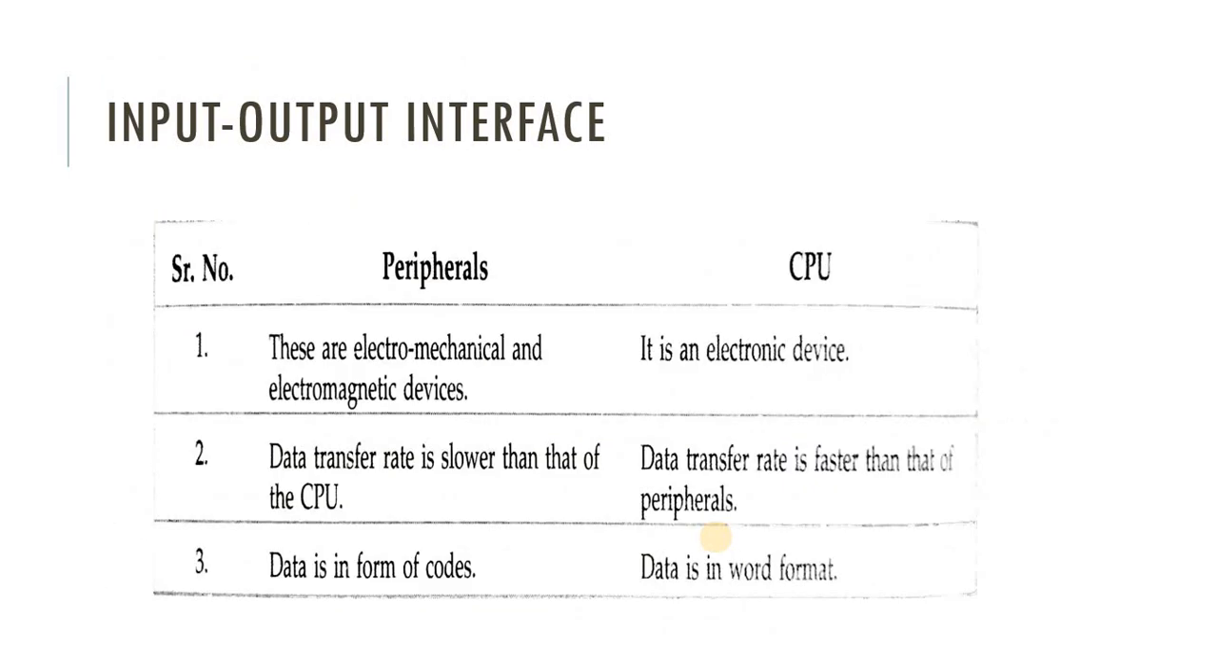These are the differences between the peripherals and the CPU. As I said, the peripheral device is an electromechanical and electromagnetic device, and the CPU is an electronic device. The data transfer rate in the peripheral device is much slower than the CPU, while in the CPU the data transfer rate is faster. The third difference is that the data is in the form of codes in the peripheral device, while the data is in word format in the CPU. So the format is also different. To match these differences, we use the input-output interface.